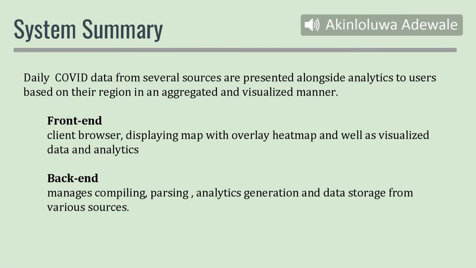System summary. Daily COVID data from several sources are presented alongside analytics to users based on their region in an aggregated and visualized manner. The two interacting parts making up the system include front-end and back-end. For the front-end, this includes the client browser displaying a map with an overlay heat map, as well as visualized data and analytics. For the back-end, this includes managing, compiling, parsing, and generating analytical data, as well as data storage from various sources.